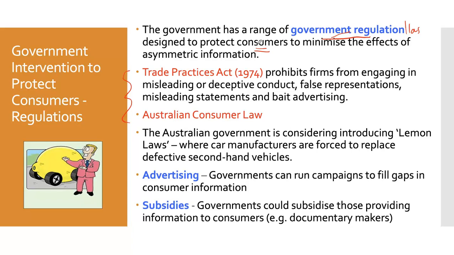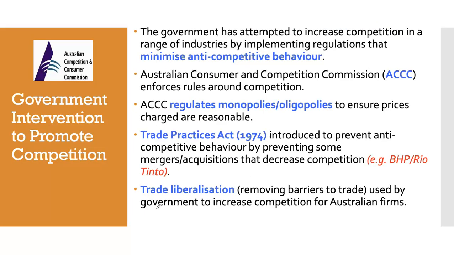The Australian government can also apply advertising to run campaigns to fill gaps in information, or subsidise those providing information to consumers. So give money to documentary makers or organisations that are trying to bridge that information gap. The government will also try and do a number of other things, like the Australian Competition and Consumer Commission, to promote competition among the sellers so they are not going to try and take advantage of people.